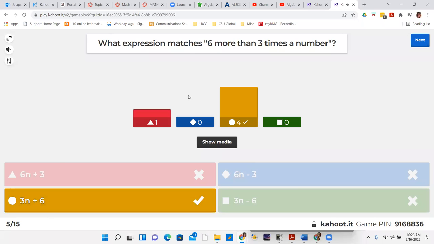All right, good. So 3 times a number is going to be 3n. And then 6 more than that means you add the 6. Okay, 6 more means to add 6. And 3 times the number is 3n.